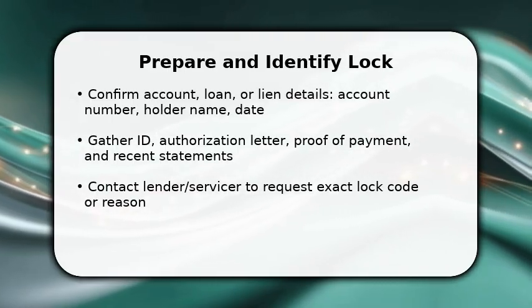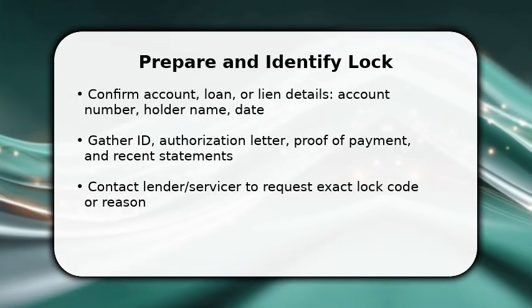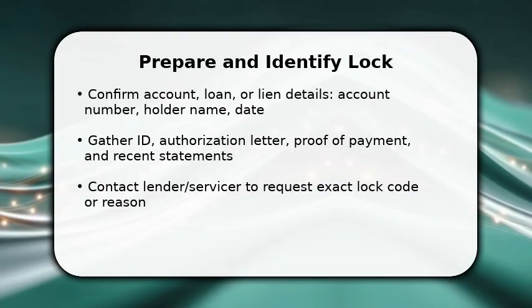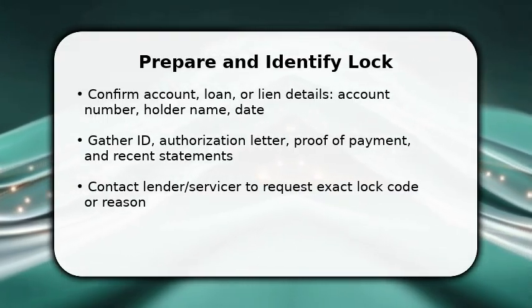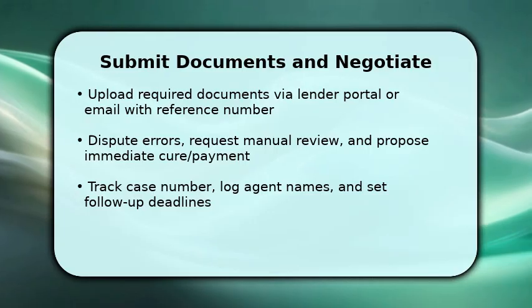Call the lender or servicer and request the lock code and a timeline. Ask why it was applied and what documents clear it. Once you have their checklist and any reference number, prepare digital and physical copies to submit immediately so nothing delays the next step. You now submit the exact documents the servicer requested.